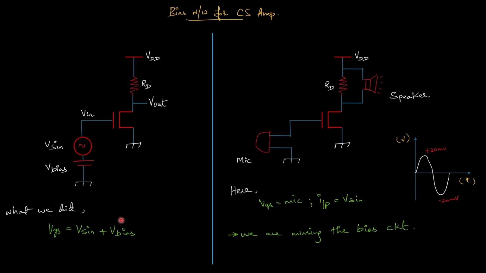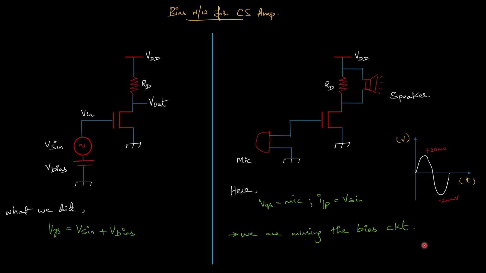In our previous video, our input was VGS is equal to V sin plus V bias and everything looked fine. But now imagine a real-time application. Maybe the input is coming from a microphone, or an antenna, or another amplifier stage. These sources provide only the AC signal and the DC component is zero there, and they don't provide the DC bias that our transistor needs. So the missing piece in our previous video was the bias circuit.